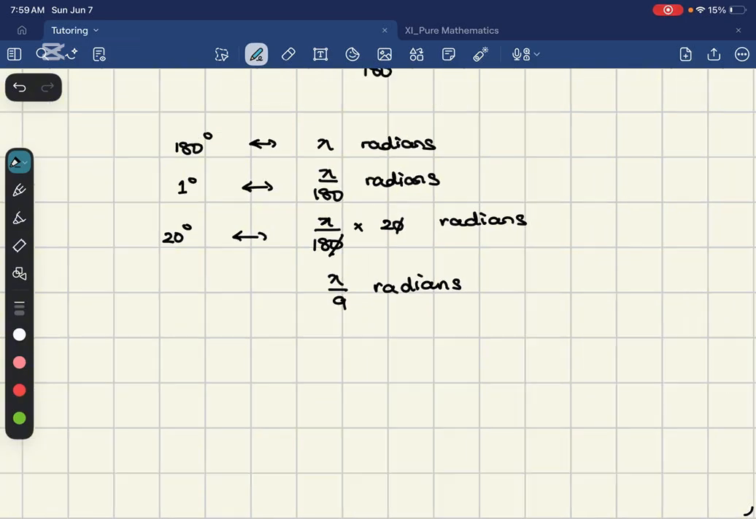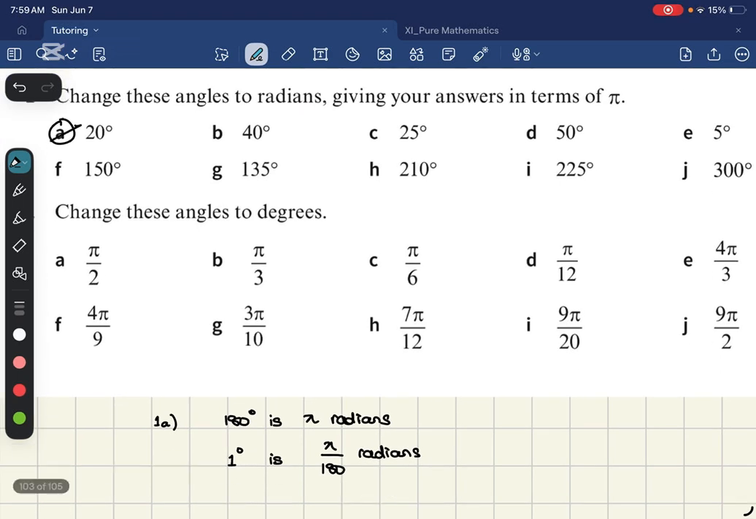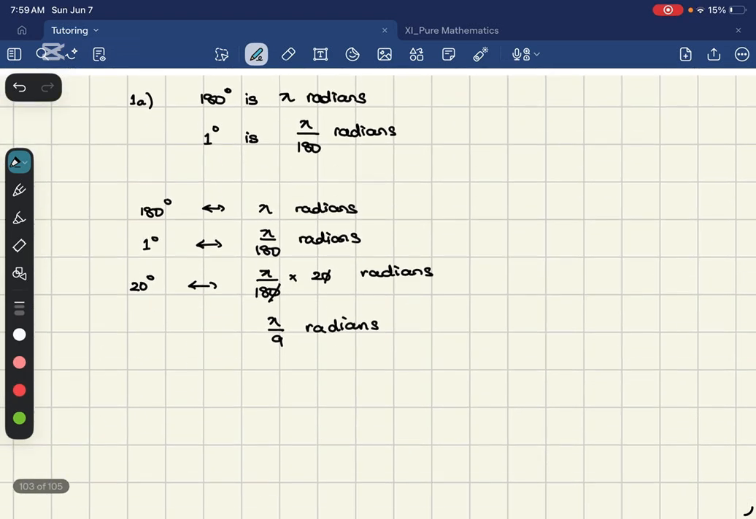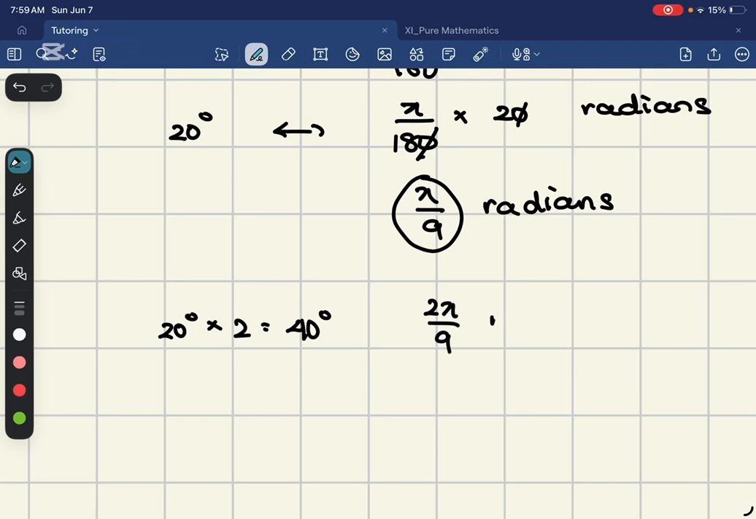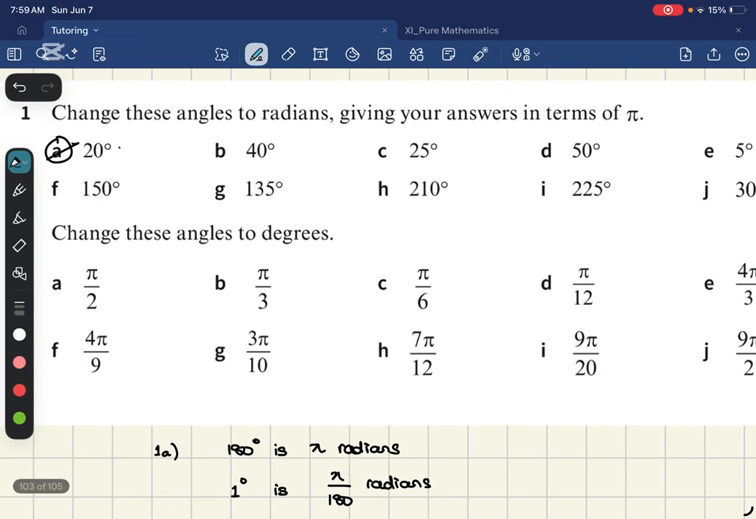And let me just quickly check it for you. Yep, it's pi over 9. So same with 40 degrees. Now, if you know 20 degrees, right? 20 degrees times 2 is going to be 40 degrees. So you just need to multiply this by 2. So 2 pi over 9 radians is going to be 40 degrees, right? So this was pi over 9. This is going to be 2 pi over 9.